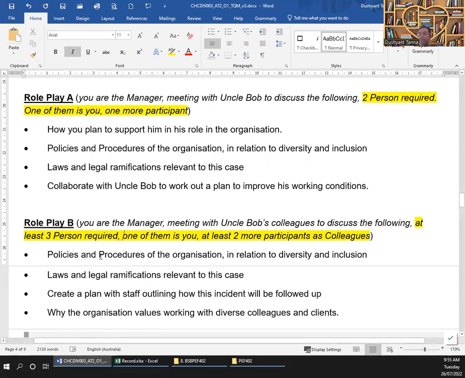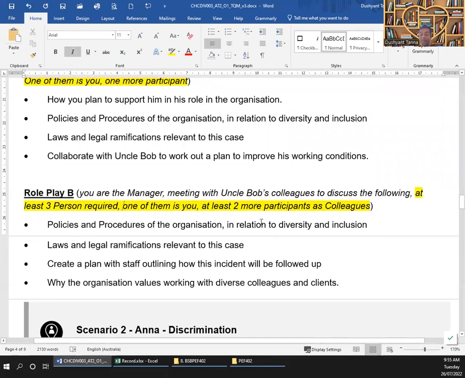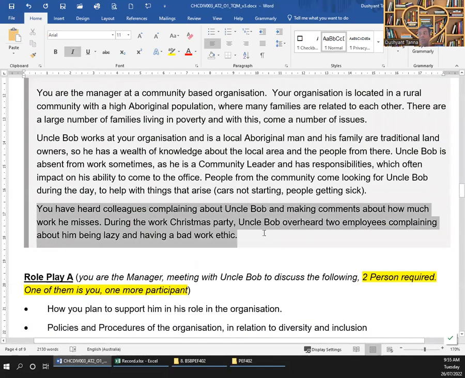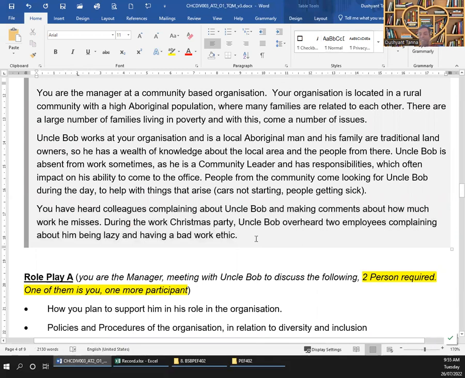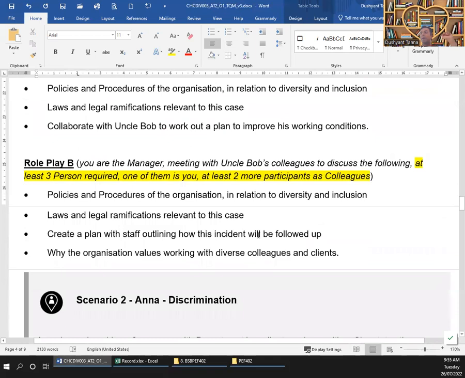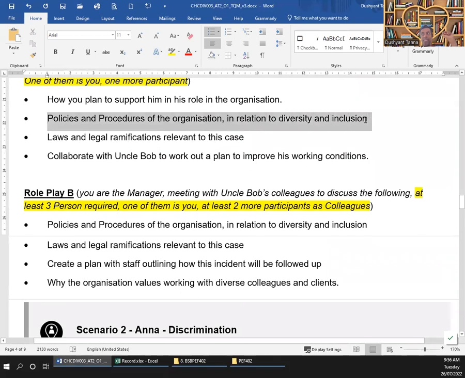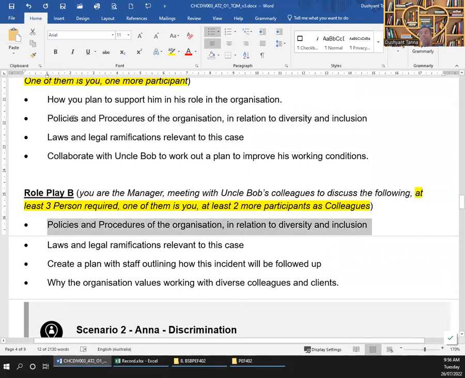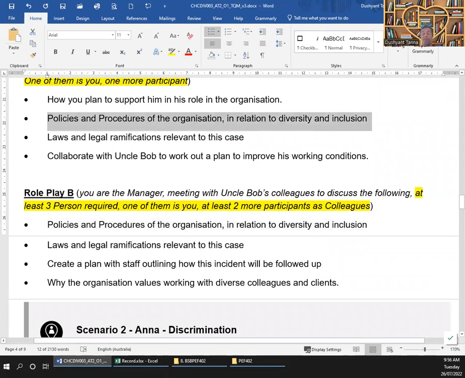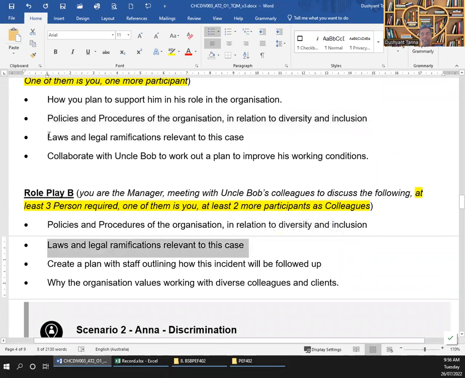So what you're telling a work colleague of Uncle Bob's who has some issues, and he's talking about that, oh, Bob is not sincere, he's missing the work, and because of him, we have to do extra work. And if he's not doing the work, still he is having seniority and so on, right? Policy and procedure of the organization in relation to diversity and inclusion. The same thing here, but this was for Uncle Bob, this is yours. So if that's the same information, it's good. You can repeat the script for that portion. Laws and legal ramifications. Again, the same thing.